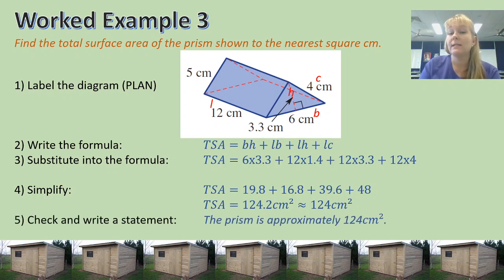I'm going to check and write a statement. The prism is approximately 124 centimetres squared. This is where I'm also going to go back and check, because one thing I find students will often forget is to express their answer in the way it was required.